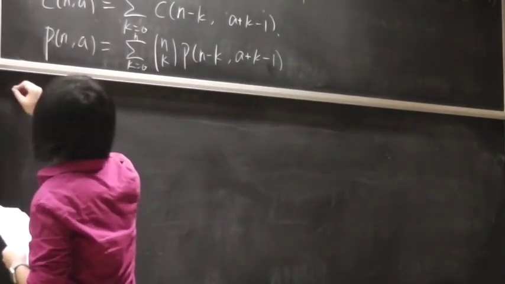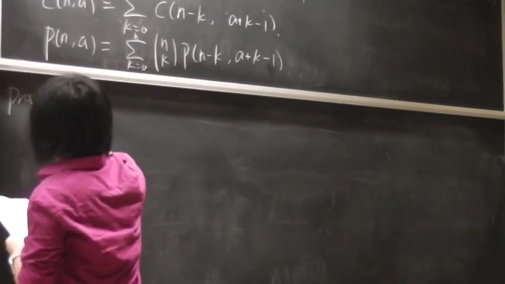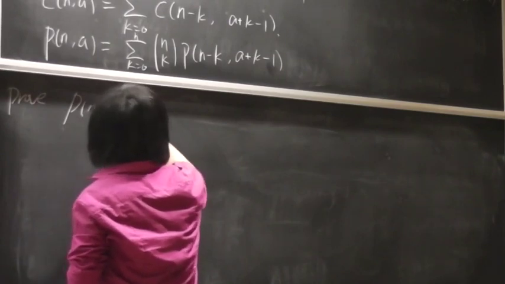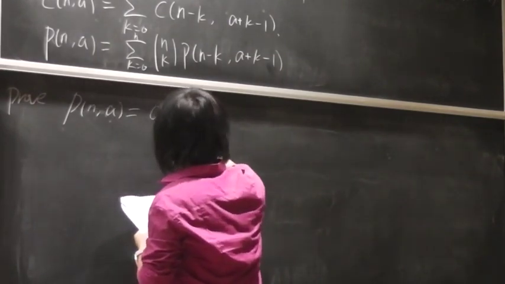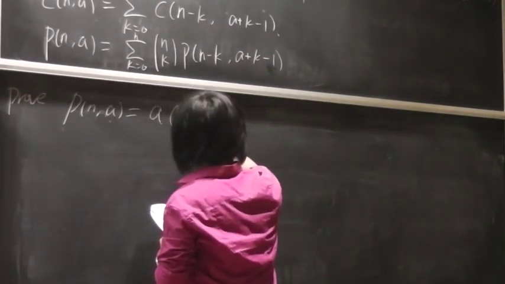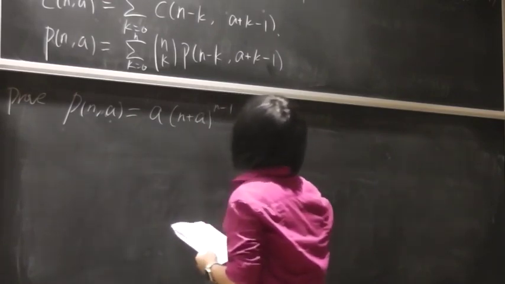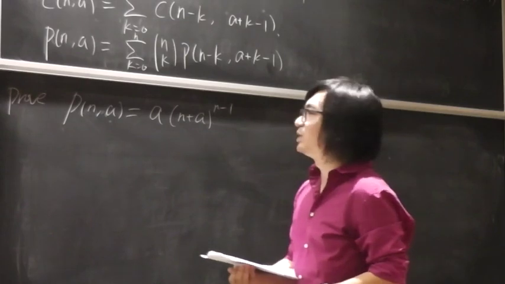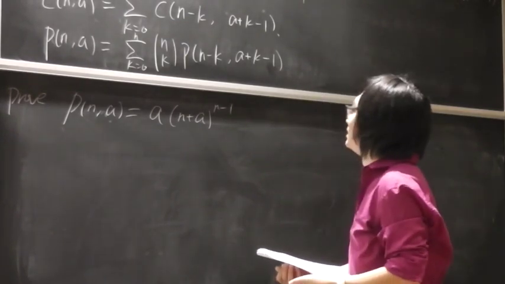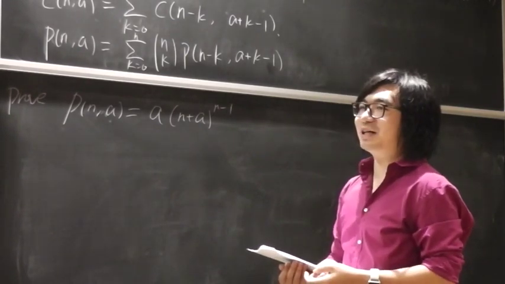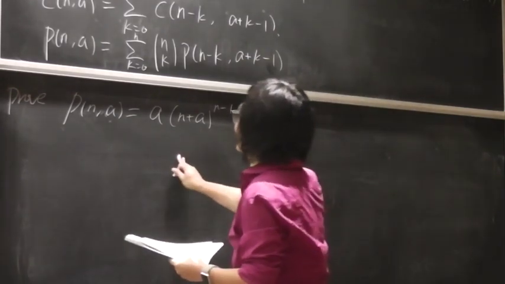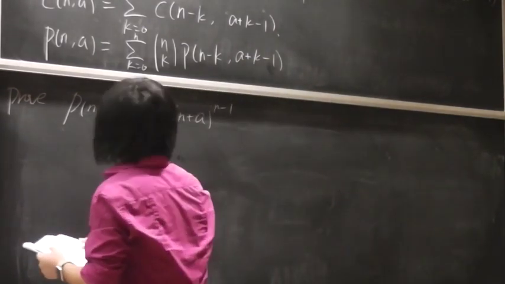So now let's prove P(n,a) equals a times (a plus n) to the n minus 1. How can I know this? At first I didn't know, so I used a method and then found a pattern. Then I guess this is true, and then I can prove it by induction.